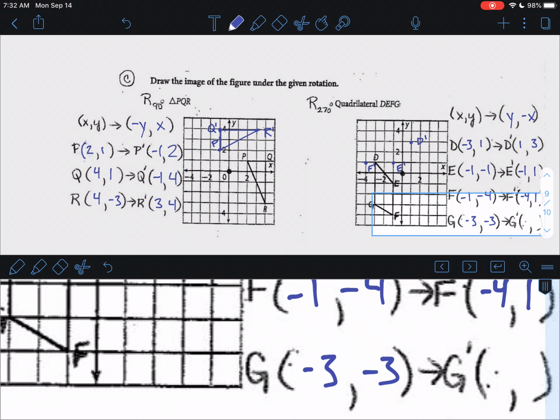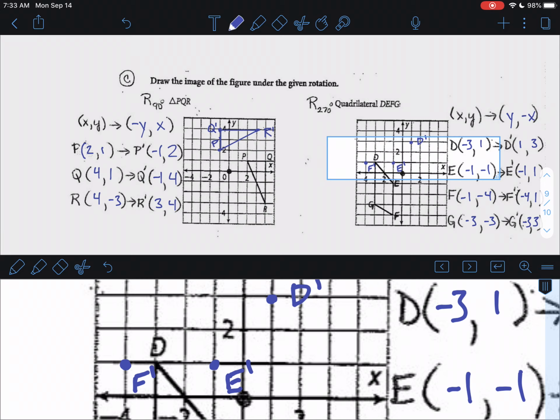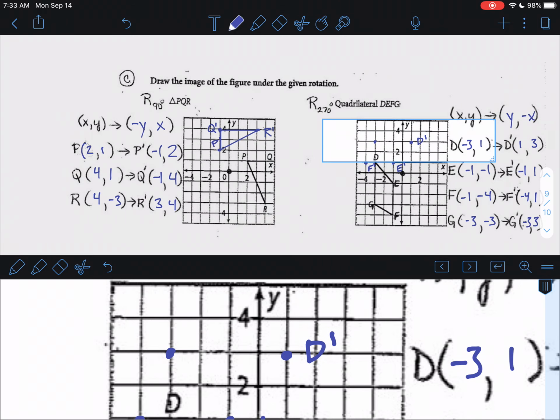So the y value of G is -3, meaning the x value of G prime is -3. And the x value of G is -3, meaning the y value of G prime is +3. So -3, 3. Which is right there. G prime.